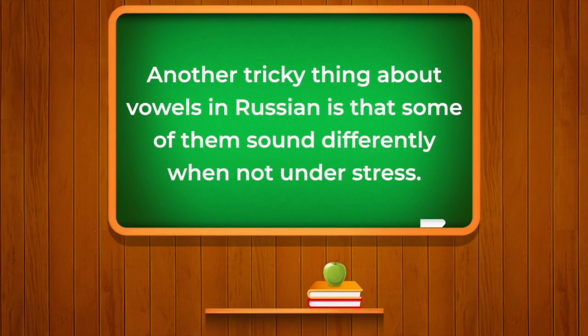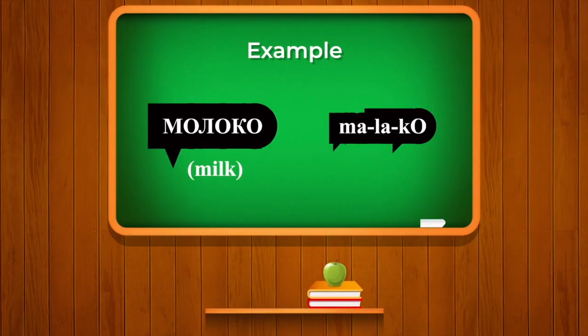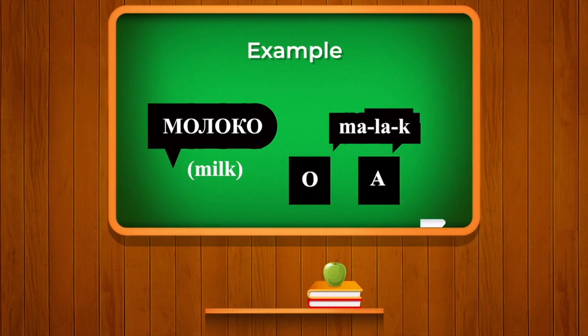There is another tricky thing about the vowels in Russian: some of them sound different when not under stress. In Russian, the stress, or the udarenie, is used when we have vowels in any word. For example, the word malako, which is also known as milk, is pronounced as malako because O, when not under stress, is going to turn into a sound of A.